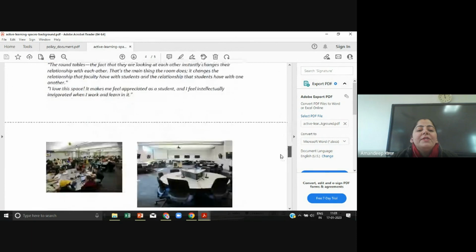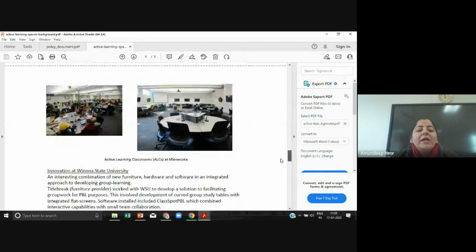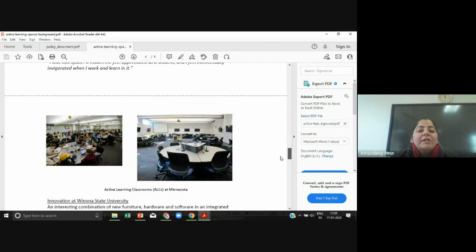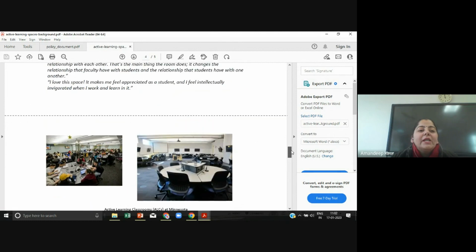Another example of these kinds of classrooms is the active learning classroom at Minnesota University. In this kind of seating arrangement, this is the actual picture of the classroom where students are working on an activity, discussing and sharing information with each other. A few of the students are also making notes from that particular activity. So these kinds of learning environments can be created at institute level.